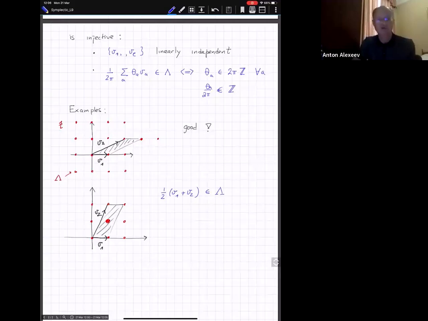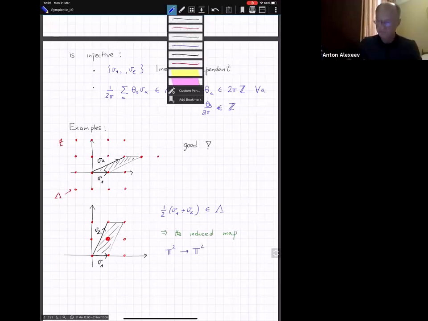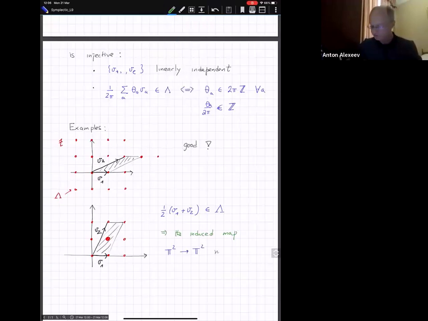I have a non-trivial element of my torus, so the induced map of T2 to T2 is not injective.